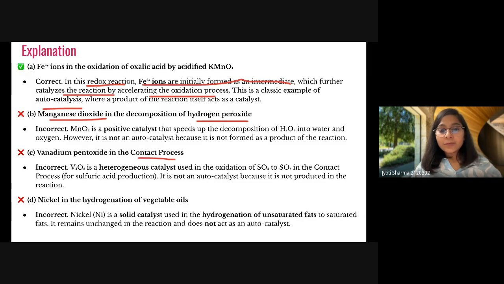Then the contact process, what happened in the contact process? We have oxidation of SO2 to SO3, and that again will give you sulfuric acid. But in that we need vanadium pentoxide, that is the positive catalyst, right? But it is not the autocatalyst. Then nickel, this is again the positive catalyst but not the autocatalyst. So you should know the difference between positive catalyst, negative catalyst, autocatalyst, and induced catalyst. Okay, so I think it is clear why this A answer is the right one.